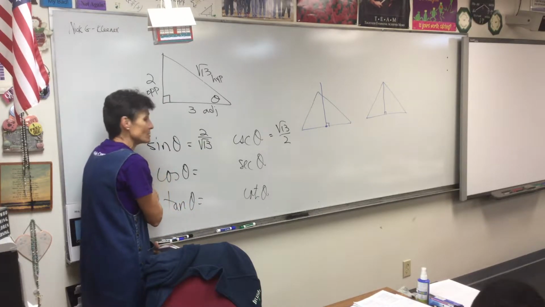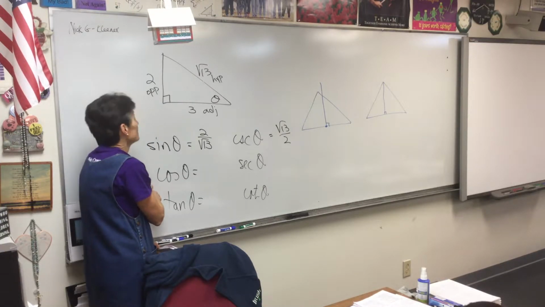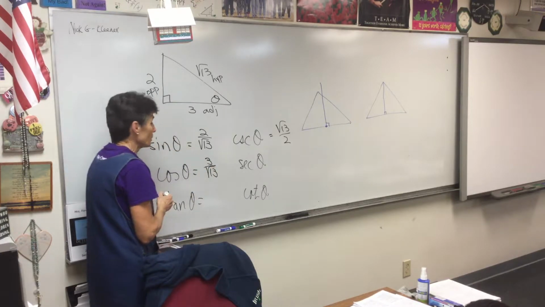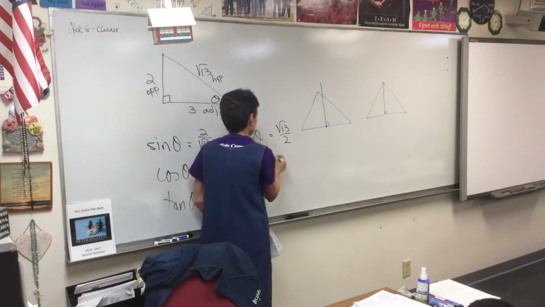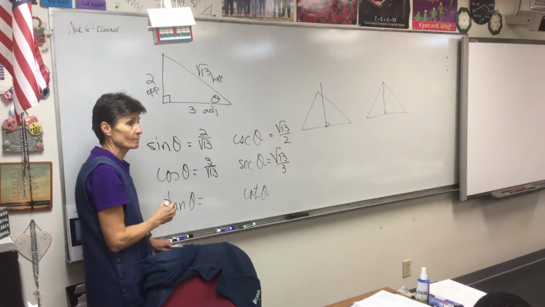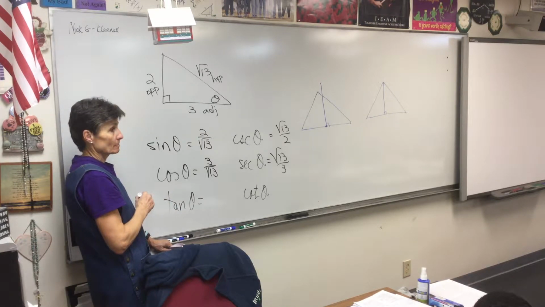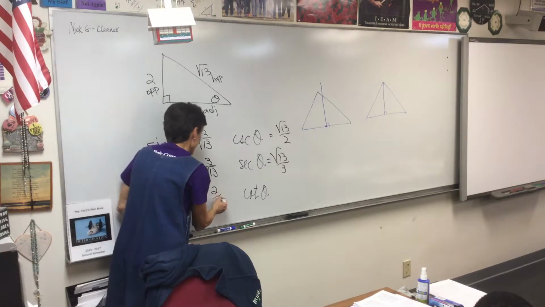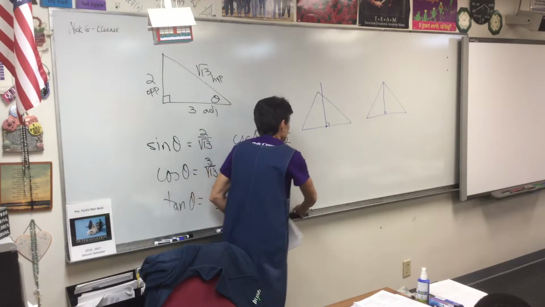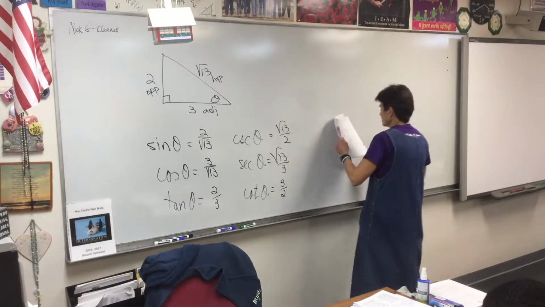All right, what about my cosine? What will my cosine be? So that will be 3 over root 13, which means my secant is root 13 over 3. And what about my tangent? 2 over 3, which means my cotangent is 3 over 2. Isn't that easy? So easy. All right, let's look at the next one.